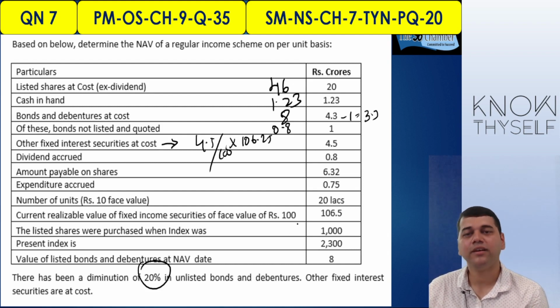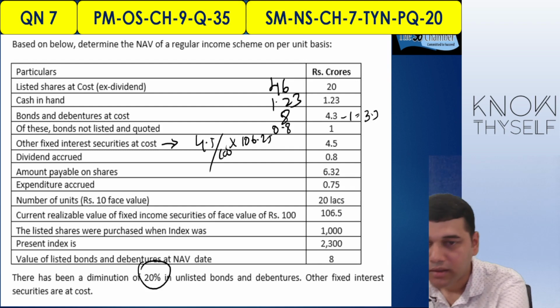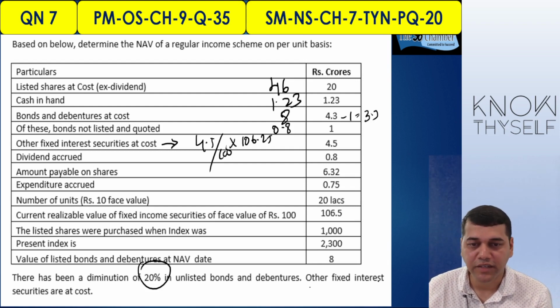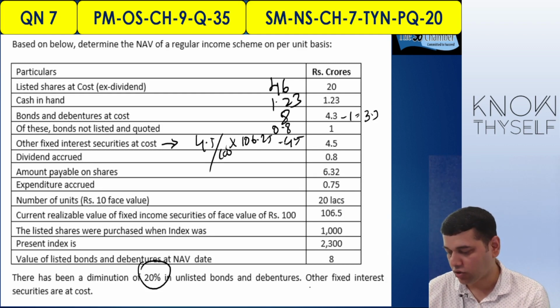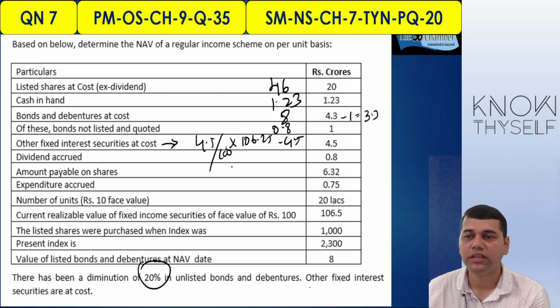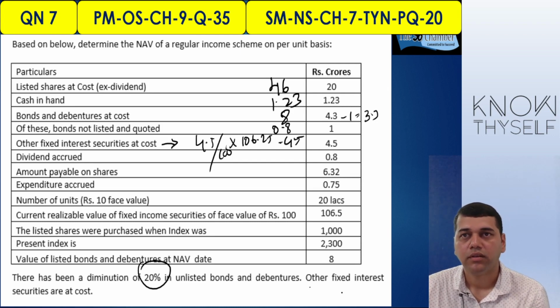Okay, so this is one as per the previous catch. So what have they done? They have taken here, can you see here at the end? Other fixed interest securities are at cost. So you have considered this at 4.5 only, at cost. This is at cost because they told you very specifically, no? Now that's one catch. Then dividend accrued will remain same.